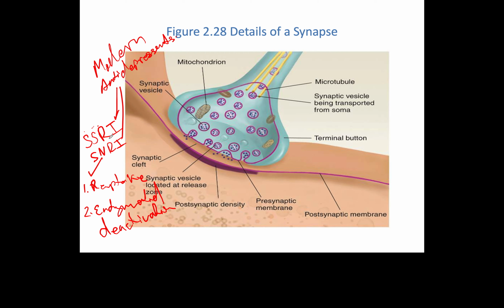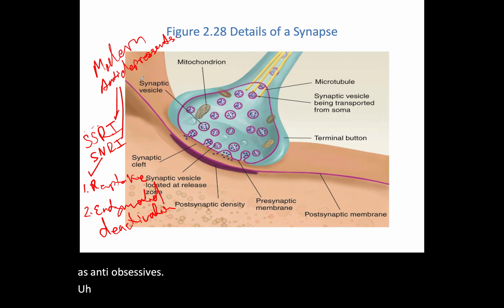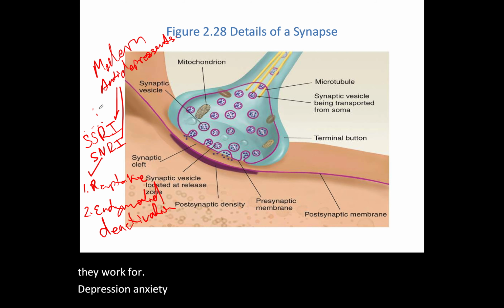By the way, a better way to think of these might even be, and we'll talk about this later, as anti-obsessives. That seems to be a better description of what they do, and that's why they work for depression, anxiety, eating disorders, and other compulsive behaviors.